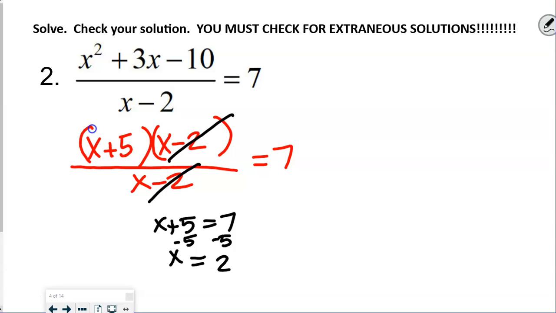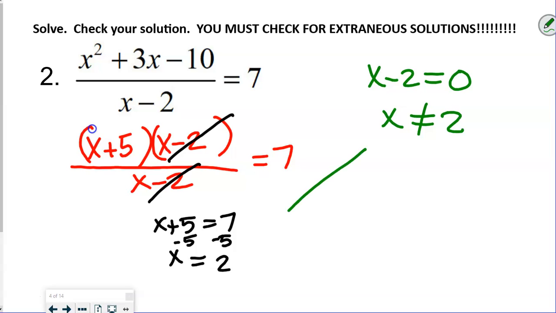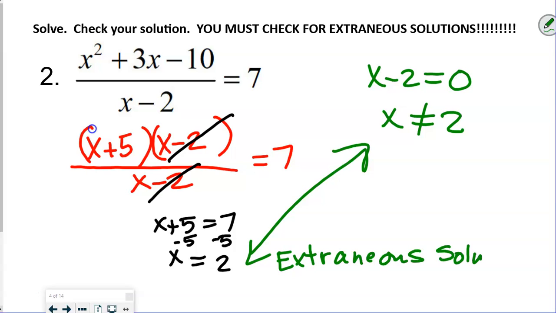Well, here again, we're going to set our denominator equal to 0. So we've got x minus 2 equals 0. So x cannot equal 2. Well, x equals 2 down here. So what does that mean? That means that this is an extraneous solution, which means this problem has no solution, because the one solution it does have is extraneous.